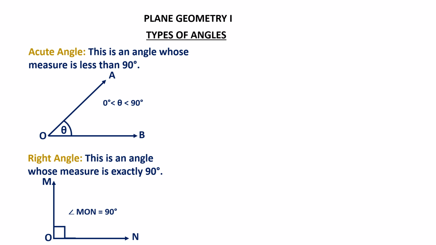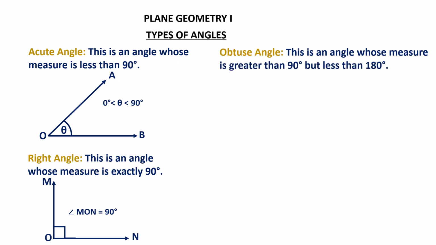Next up, the third type of angle we are going to look at is the obtuse angle. These angles are always greater than 90 degrees but less than 180 degrees. So as you can see, again, our theta is greater than 90 but less than 180. So the angle theta must always lie between 90 degrees and 180 degrees.